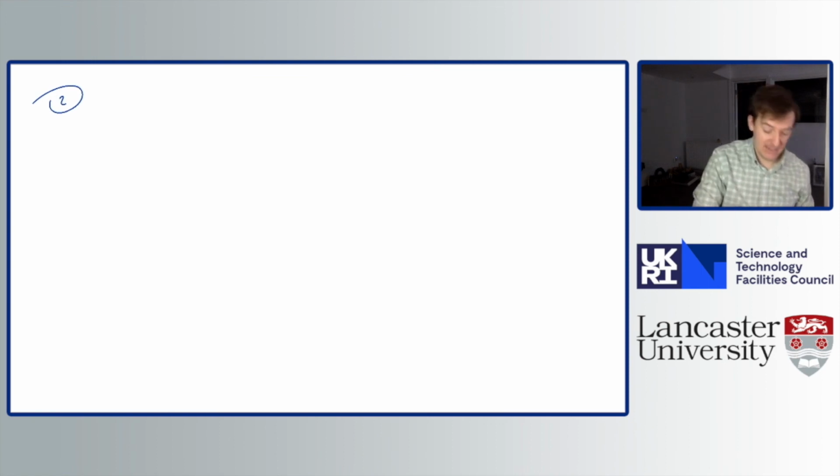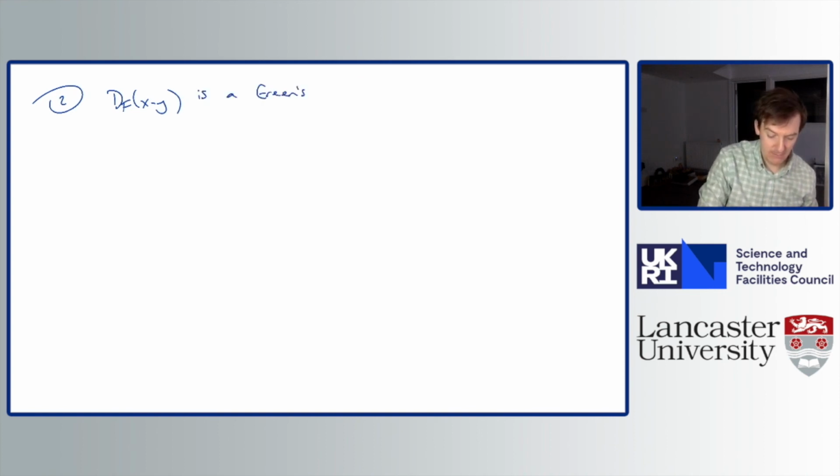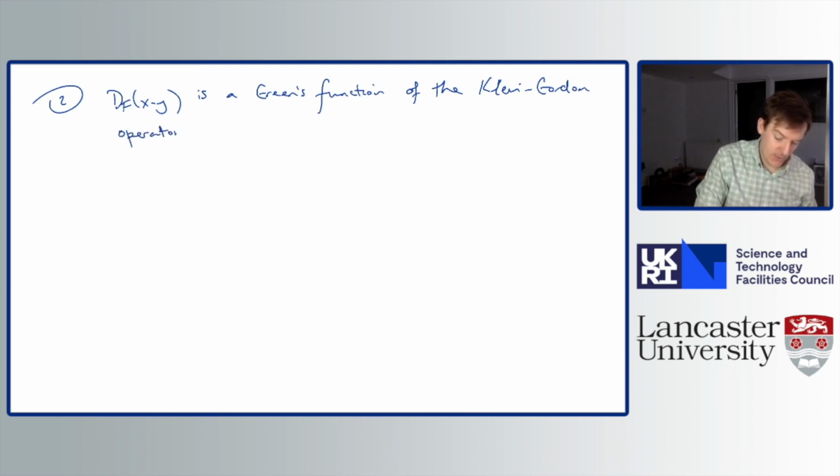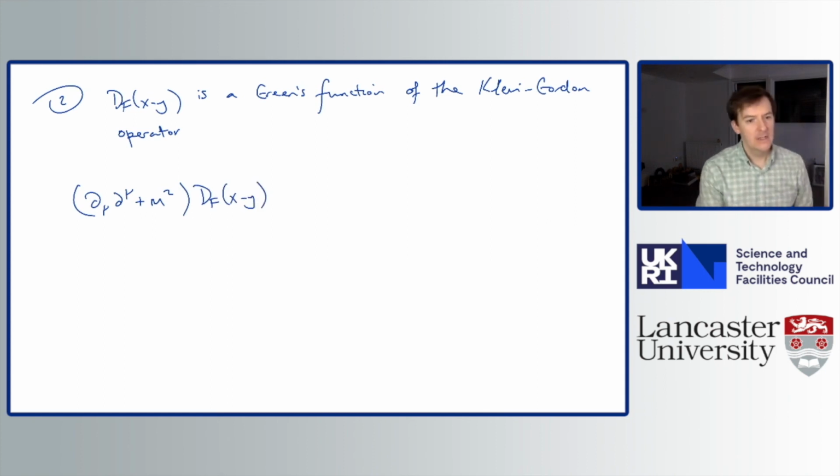And the second property is that the Feynman propagator, D_F(x minus y), is a Green's function of the Klein-Gordon operator. This is relatively straightforward to show. We can just act the Klein-Gordon operator, by which I mean just partial mu partial mu plus m squared, on the Feynman propagator.